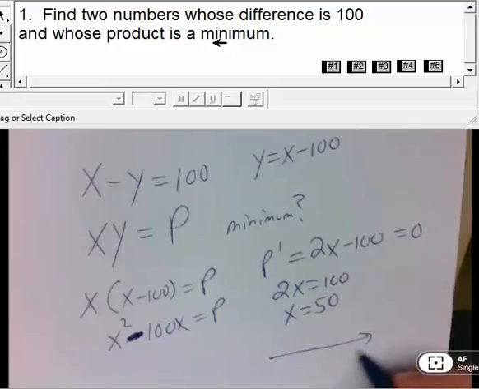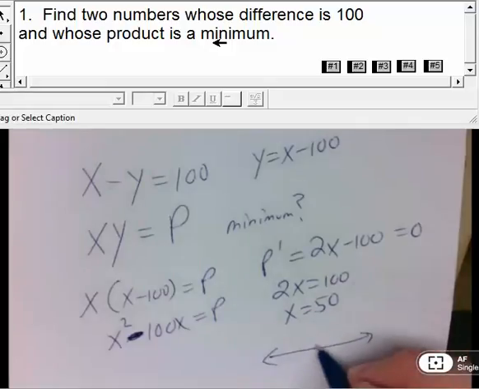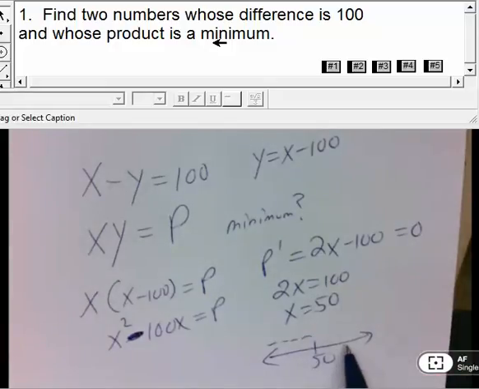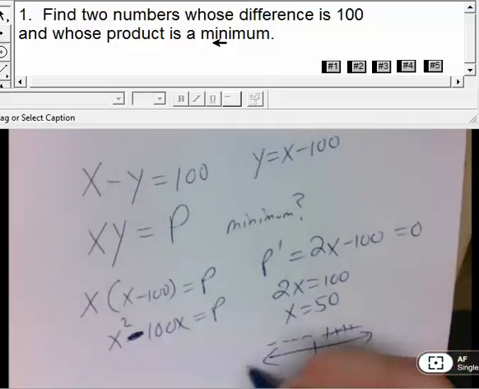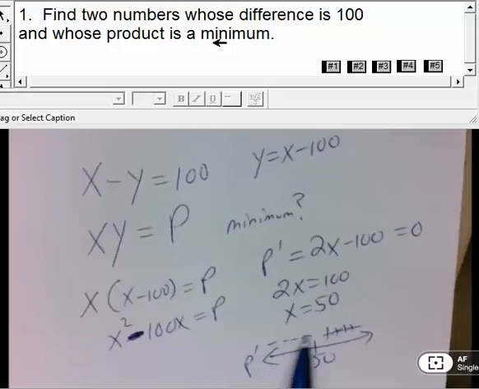We can check that. At 50, if I'm less than 50, like 1, I'm negative. If I'm more than 50, like 51 or whatever, it doesn't matter, you're going to end up positive. And this is for p prime, so you're going from negative to positive for your p prime. That means my function's going from decreasing to increasing, meaning I do have a minimum at 50.